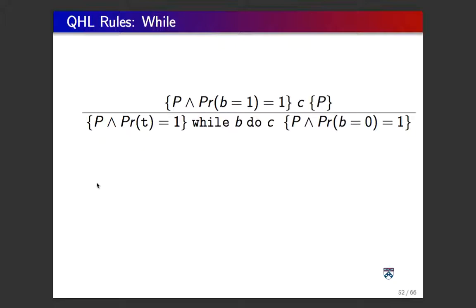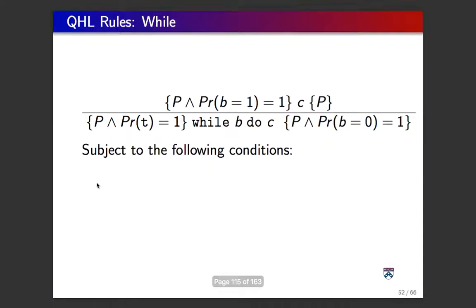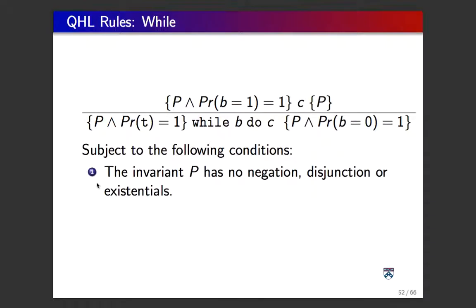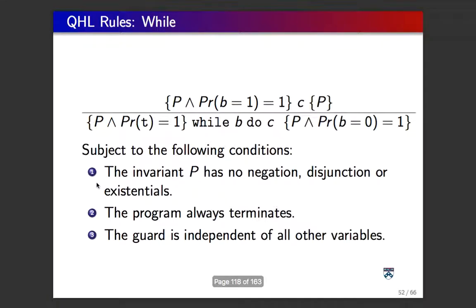QHL does have a while rule, which is a big step above not having any sort of looping, but it has a lot of restrictions on this while rule. Firstly, the invariant that we want to hold throughout all the loops cannot have any negation, disjunction, or existentials in it. Secondly, this has to be a program that always terminates. And thirdly, the guard has to be independent of all of the other program variables.